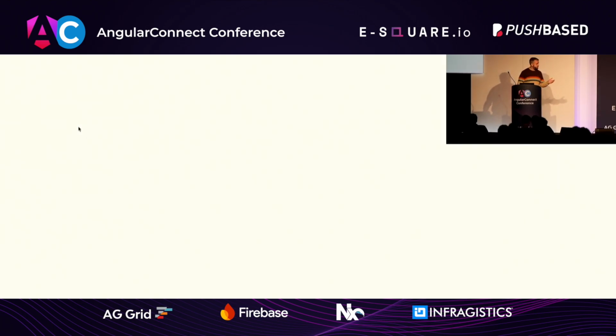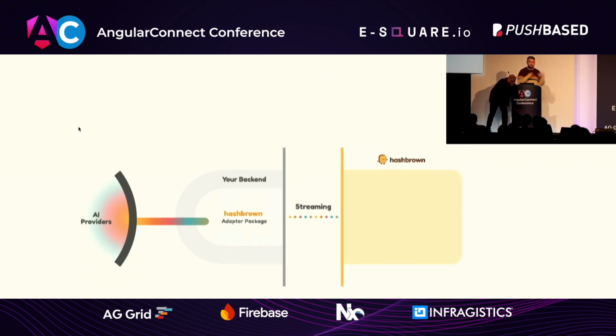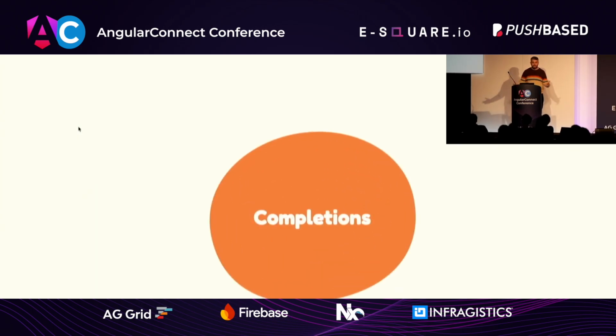So here's how Hashbrown works. You first bring in a Hashbrown adapter package into your backend. And it's going to harvest intelligence from the AI provider of your choice, whether that be OpenAI, Azure, Gemini, or even open weight models via Ollama. From there, it's going to form hardened streaming responses that allow your web application to consume AI responses. Hashbrown gives you, the application developer, access to AI state management, tool calling, and even a JavaScript runtime to build generative UIs. So let's just kick it off with a bunch of examples.